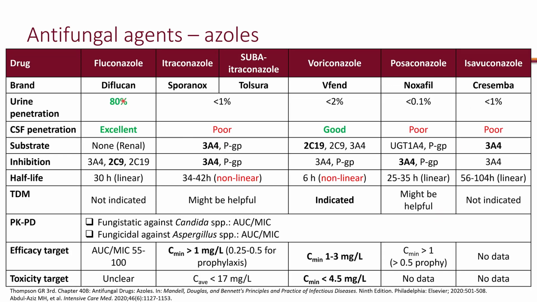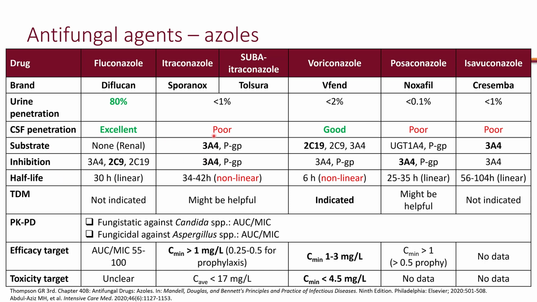Now let's take a look at pharmacokinetics of these agents. So fluconazole is the only azole that's well concentrated in the urine. So anytime there is a urinary fungal infection, fluconazole is the way to go. The rest of them don't get enough concentration. The same can be said about CSF, except voriconazole also gets good concentration in CSF. So in case somebody has meningitis due to fungal species such as Cryptococcus or cocci, these are the agents that get good concentration in CSF.